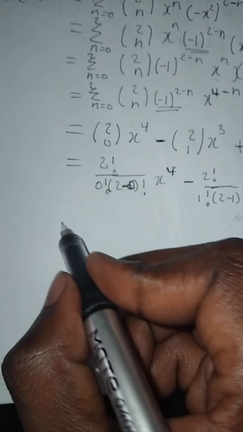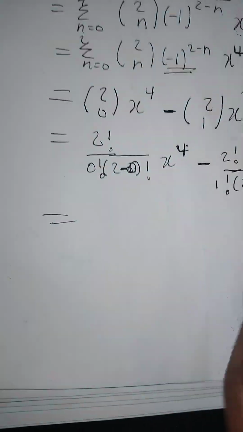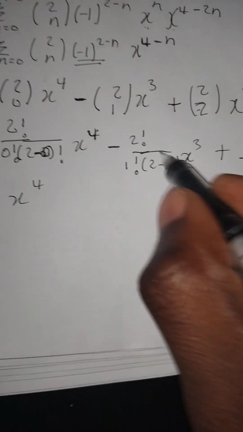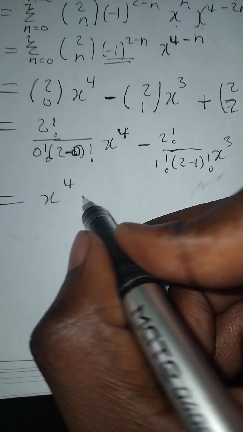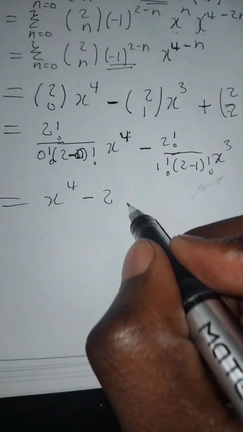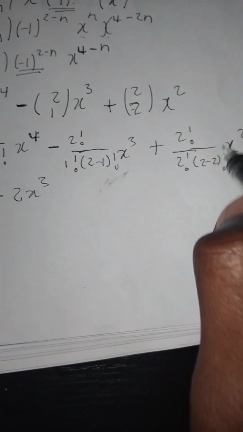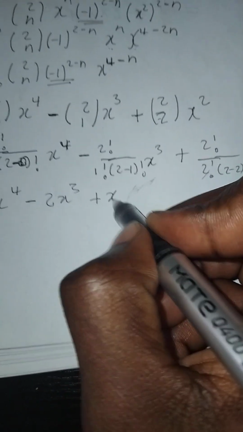Okay, so this will simplify to, this is basically 2 factorial over 2 factorial. Here we're going to have x to the power 4. Then this one will simplify to just 2, so we have minus 2x to the third. Then this one will simplify to just 1, because this and that will cancel. Then it's simply 1, then plus x squared.